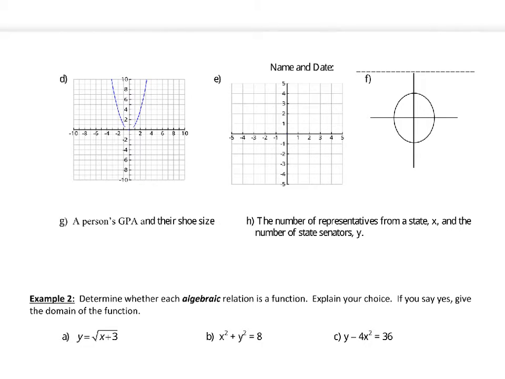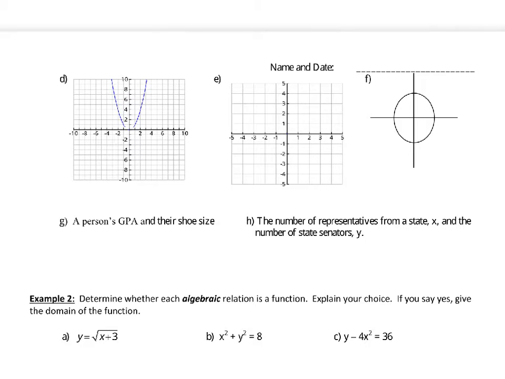Next, I will try example 1e. Now, this is a graphical relationship, so a nice easy way to determine whether this is a function is to use the vertical line test. Notice that any vertical line I happen to run across this graph, no matter where the vertical line is located, I will only touch the graph in one spot. This is an indication that this graph is a function.